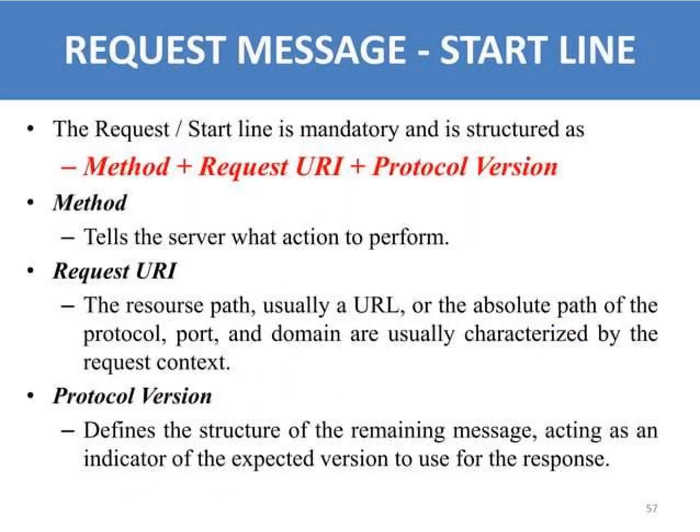Request message or start line. The request or start line is mandatory and is structured as method plus requested URI plus protocol version. Method: it tells the server what action to perform. Requested URI: the resource path, usually a URL or absolute path; the protocol, port, or domain name is usually characterized by the request context. Protocol version: the protocol version defines the structure of the remaining messages, acting as an indicator of the expected version to use in the response.